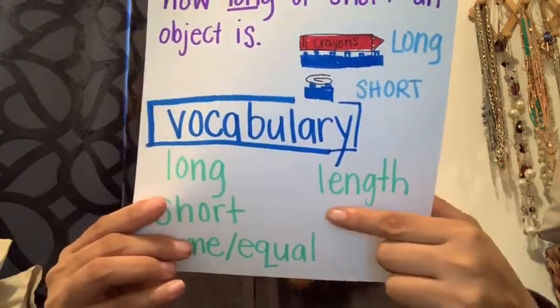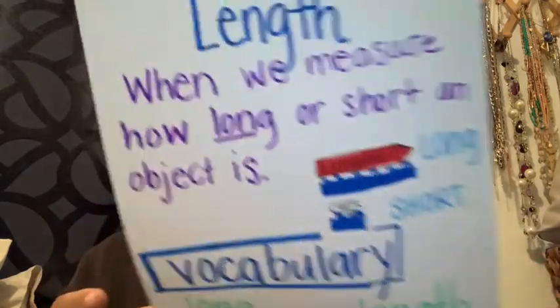You're also going to be using the word length. Now, if somebody says, I need to know what length it is, you know that they're talking about measuring how long it is across. So you're not going up and down, but you're going left to right. So we are going to be talking about length today.